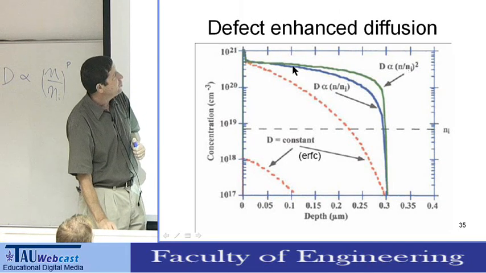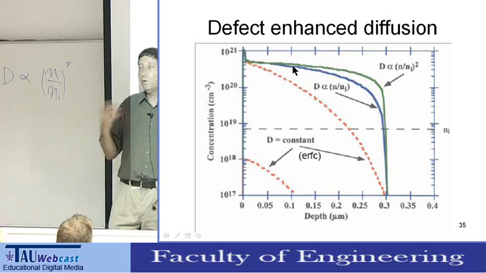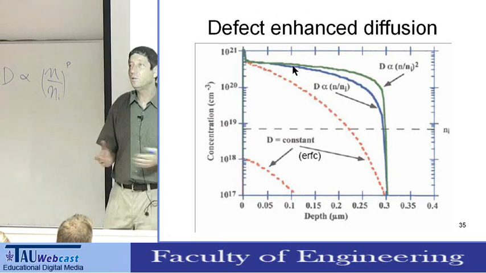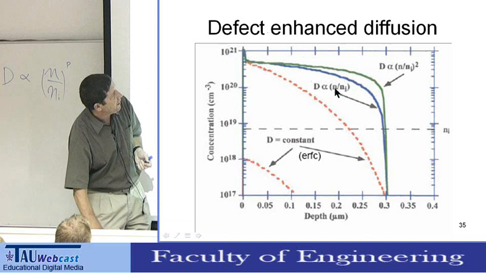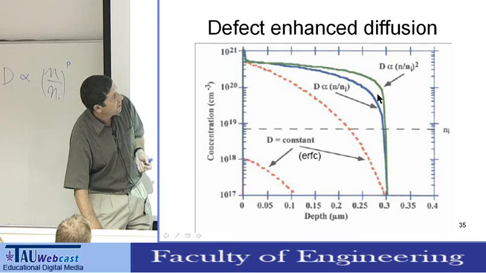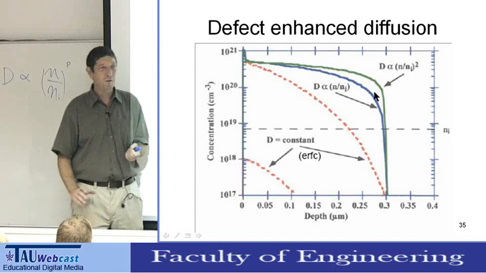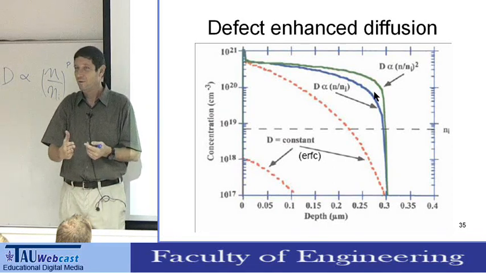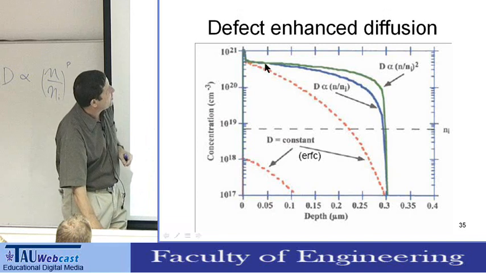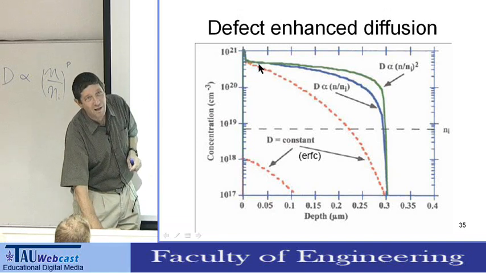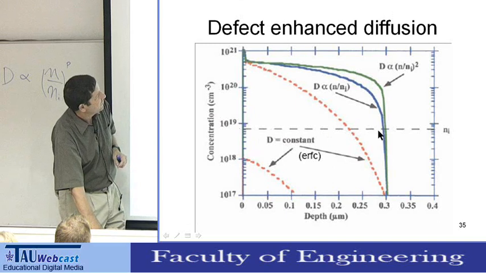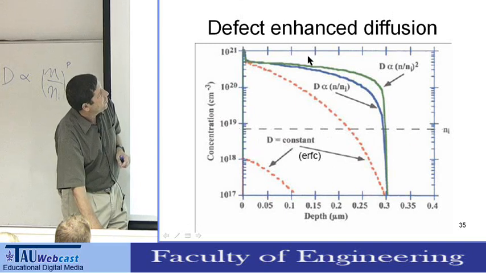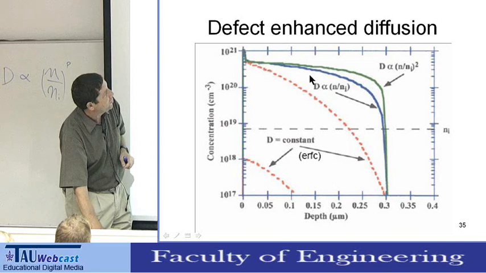So when you solve the diffusion equation, the solution is not anymore an error function. It's not a Gaussian. It actually looks more like this. This is if it's a linear function or if it's a square function, which is good. It's good because you get steeper junctions. And the reason is that in this region, the concentration is high, so the diffusion here is faster. In this region, the diffusion is low. Let's say this is Ni. So in this region, diffusivity depends on the concentration, so it's faster.